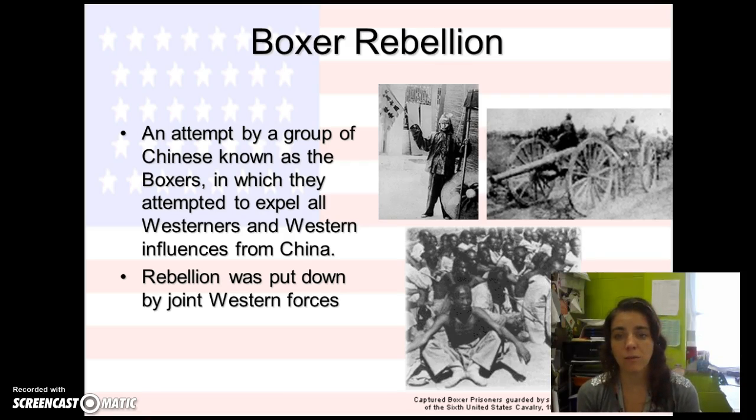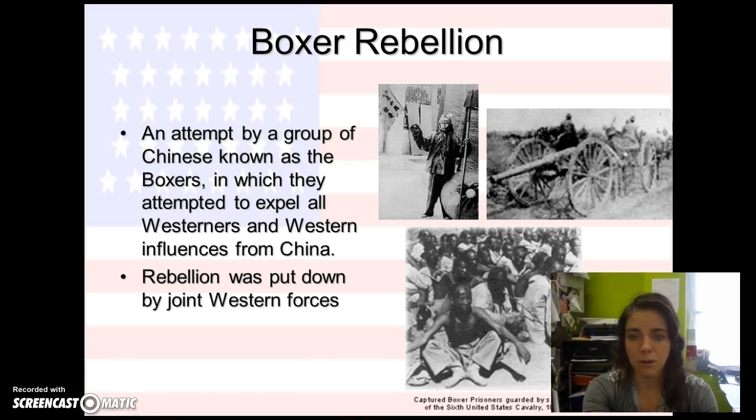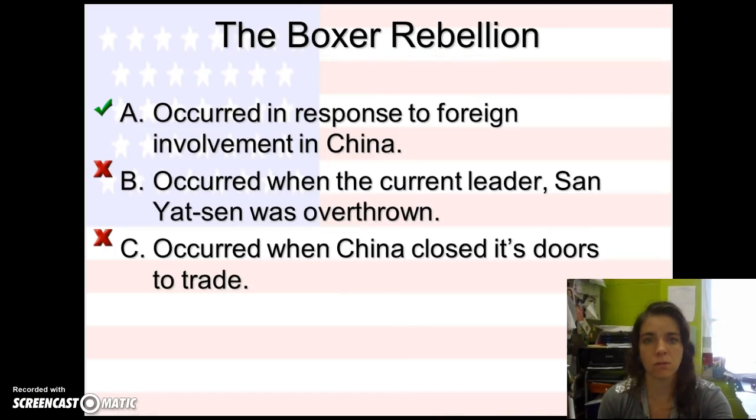And if you look, these are captured Boxer prisoners guarded by soldiers of the 6th United States Cavalry. So people who were taken prisoner by Western forces, these are Boxers. Just so you know, the Boxer Rebellion happened because of foreign involvement in China. So it's kind of a tricky time in China, because they are being pulled from every direction and everybody kind of wants a piece of China.